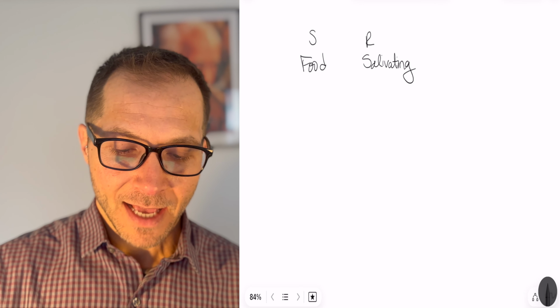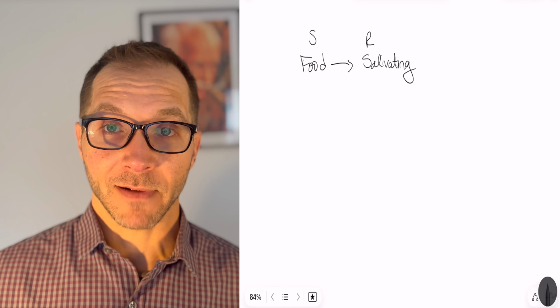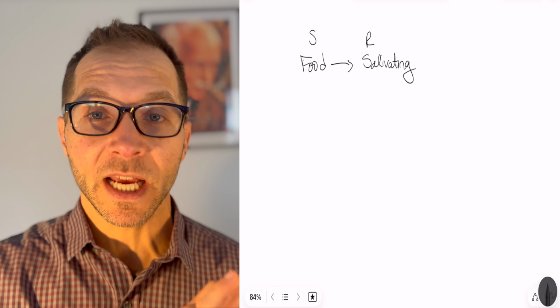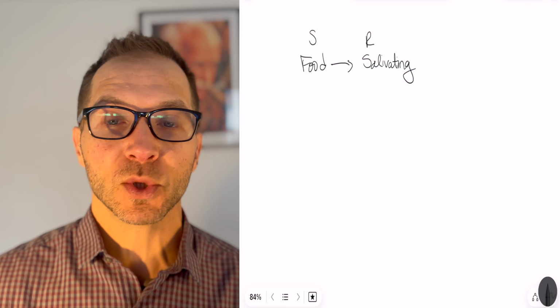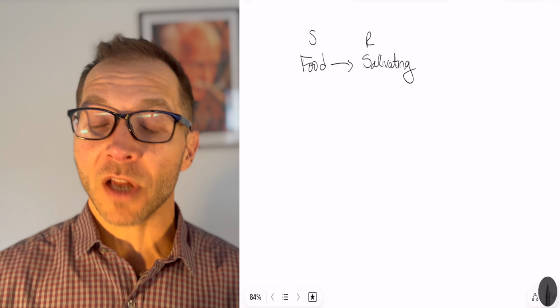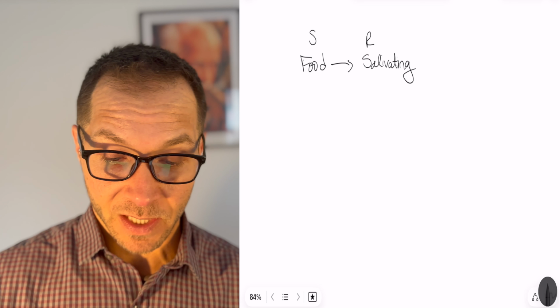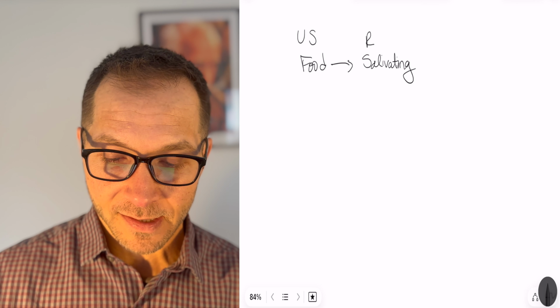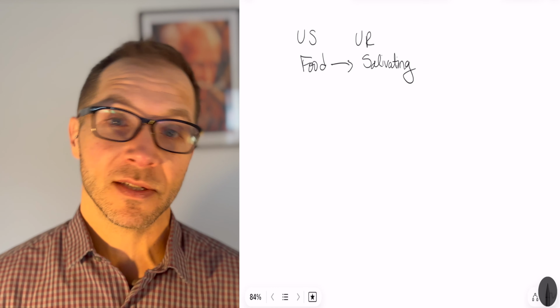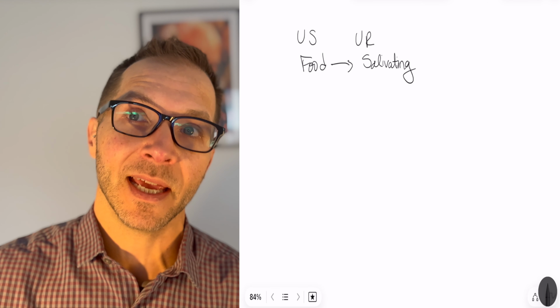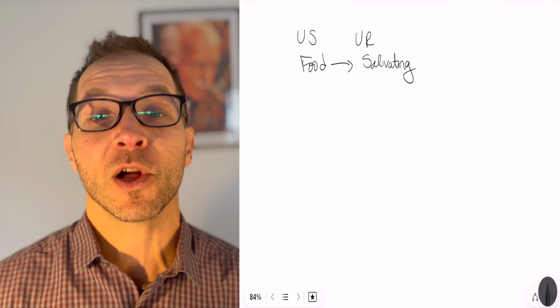Now, as I said, this is a biological pairing, right? You have nothing to do with it. It is totally unlearned. You didn't read a book or go to school to learn how to do this. It's an unlearned, unconditioned stimulus and response relationship. So we call it US and UR for unconditioned stimulus and unconditioned response, because in this instance we don't say unlearned, we call it unconditioned.